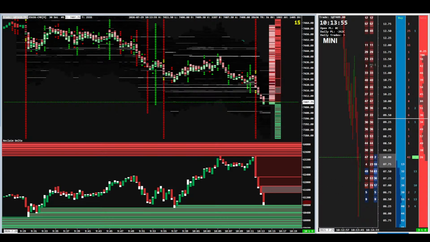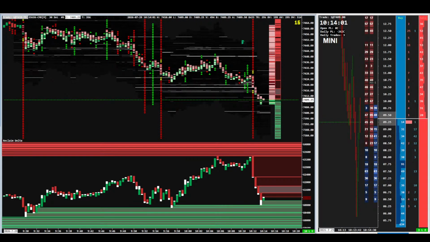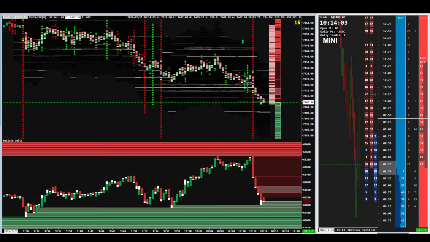I'm short somewhere up there. I just took it out. Picked up 4,900. I went short 15s to 07s. Nice. I'm down 3 grand, which is manageable.